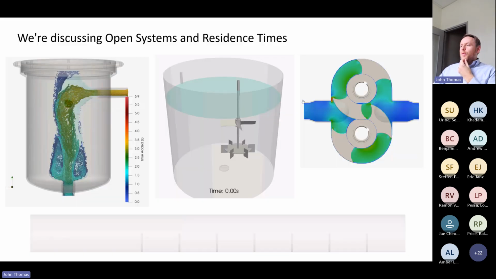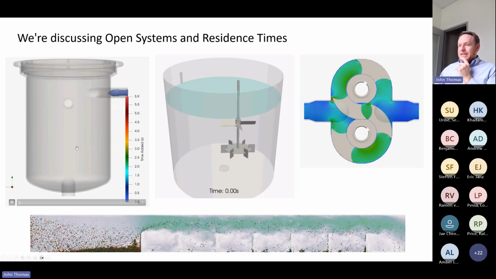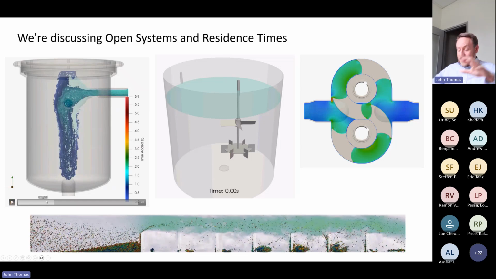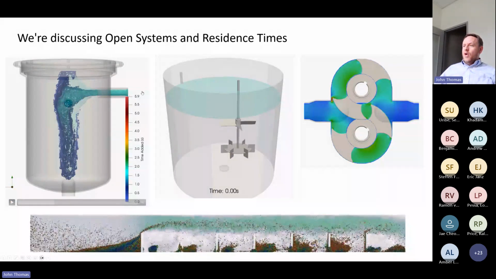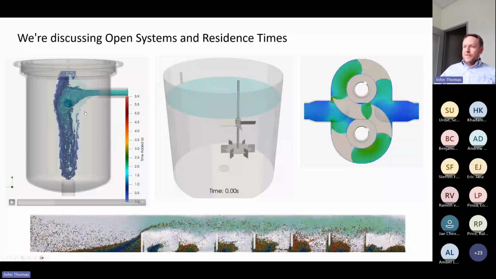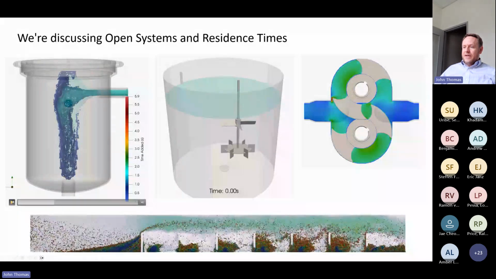Again, today is open systems. I mean systems that are changing volume or maybe have some sort of steady inlet and outlet. Here, for example, is a surge tank. We're looking from above this vessel, down in the direction of gravity, watching fluid come in from the left, swirl around and exit and void down here at the tank.